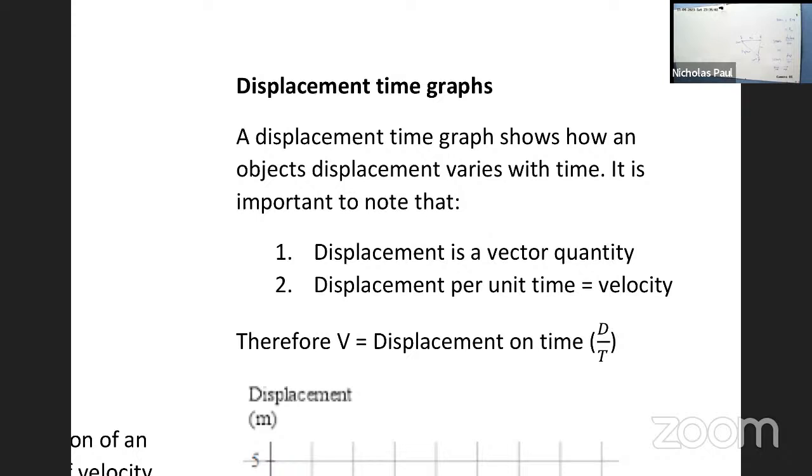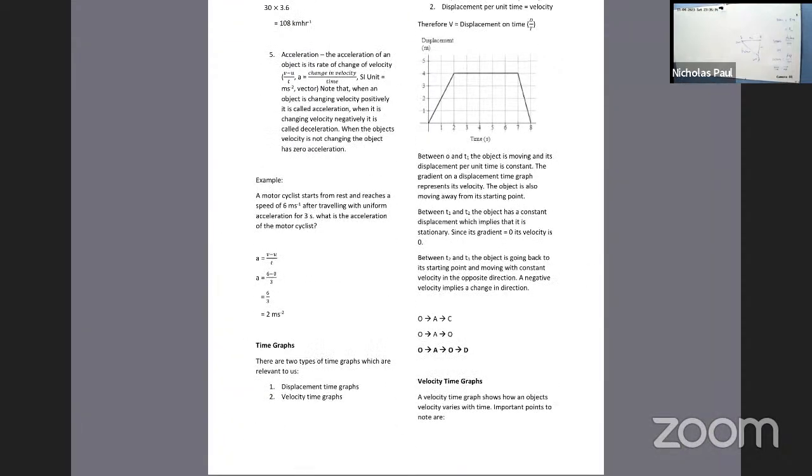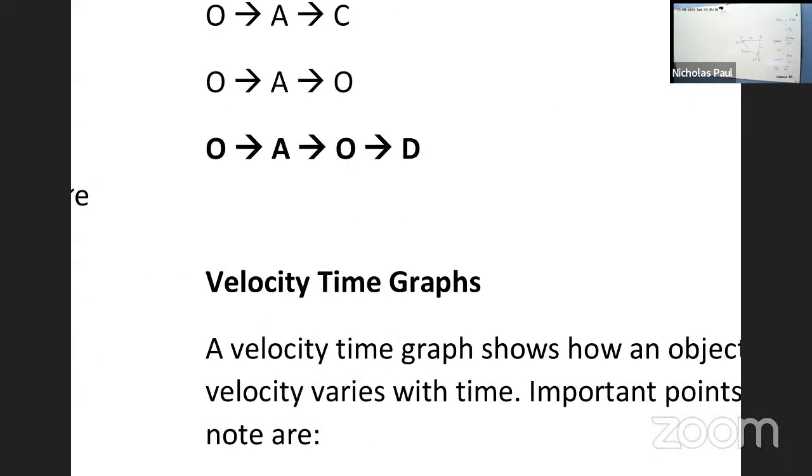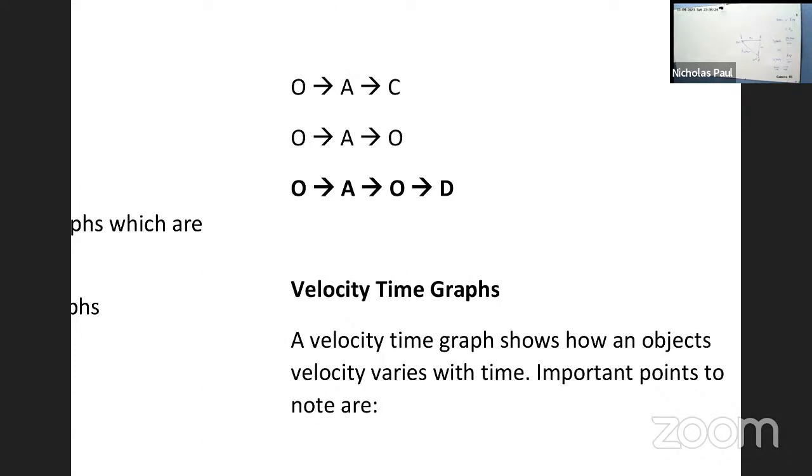Right. How do we represent all this information? So sometimes we can represent this information using time graphs. And there are two types of time graphs: a displacement time graph and a velocity time graph. Okay? And there are two important things that you must know from the graph.